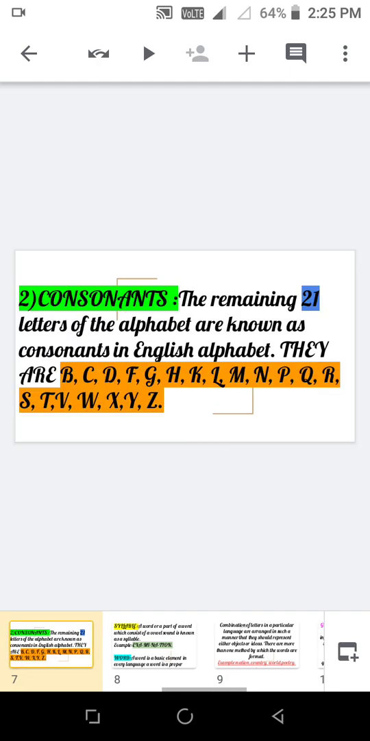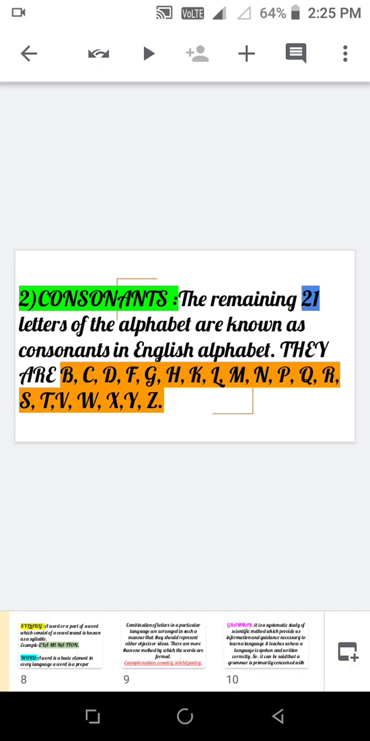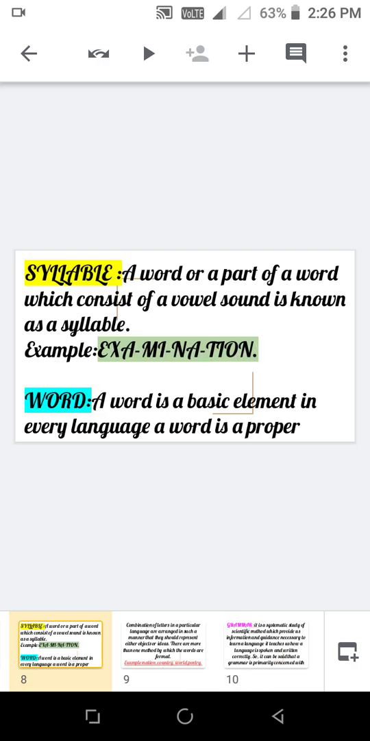The next concept we know about is consonants. As you know, among 26, 5 are vowels. Then how many remain? Yes, 21. Those 21 letters of the alphabet are known as consonants. They are B, C, D, F, G, H, K, L, M, N, P, Q, R, S, T, V, W, X, Y, Z. Now this is all about vowels and consonants.